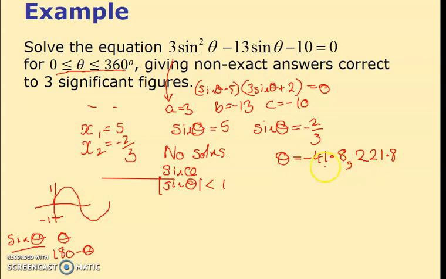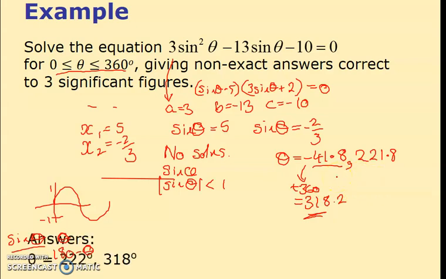Minus 41.8 is still not good enough as a solution, so I need to add 360 onto that to put it into the right zone. So what is that? I've got 360 added onto the minus 41.8, and I get 318.2. So I'm going to end up here with 2 answers, 318 and 222. The other one gave me no answers, so that's right, sorted.